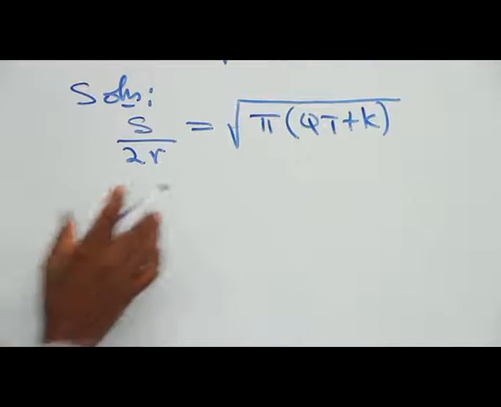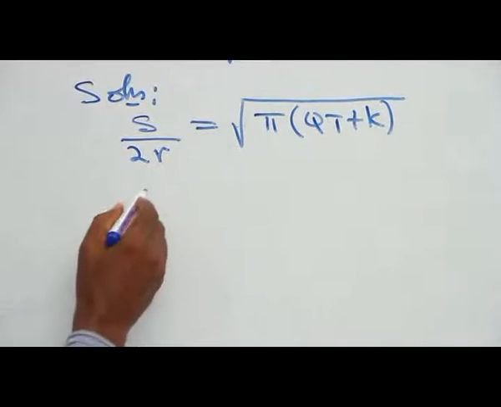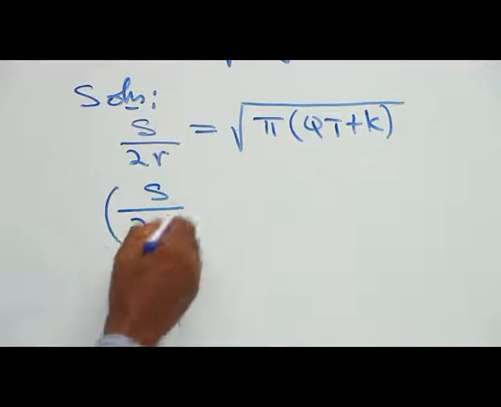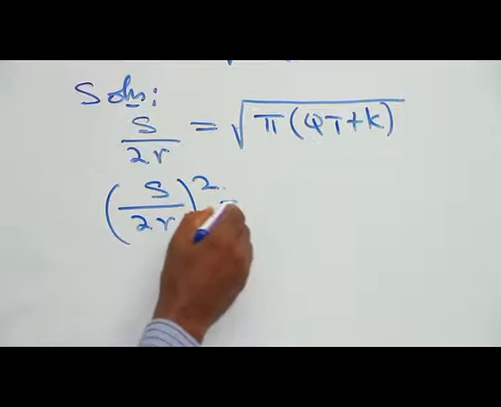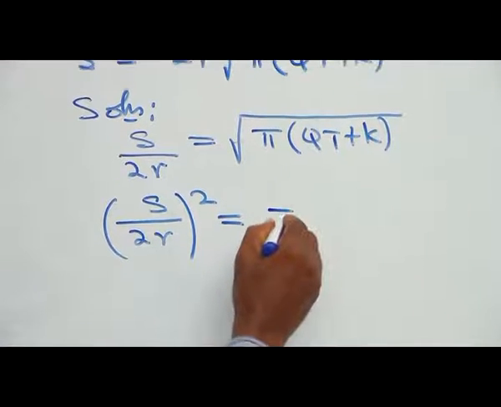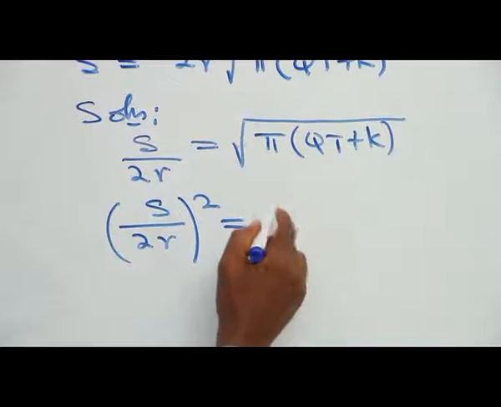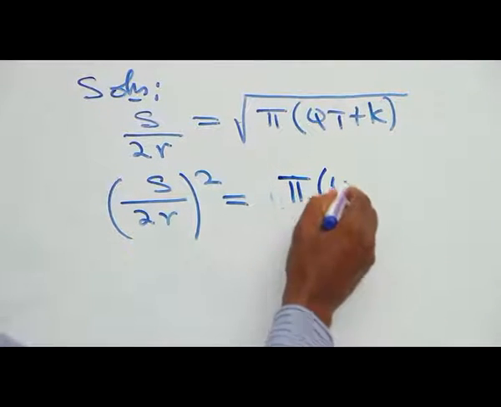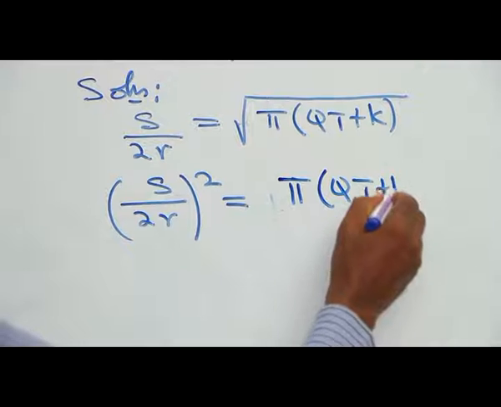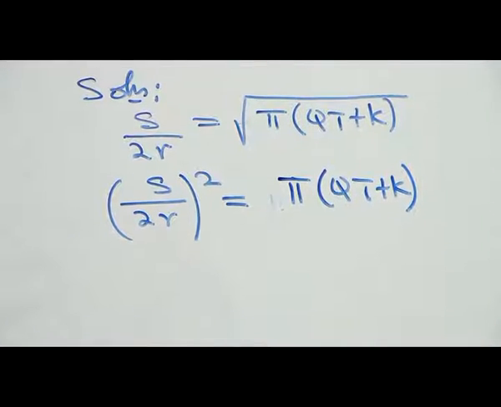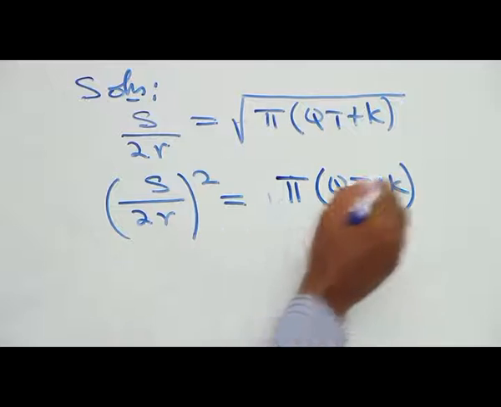So at this junction, if I square both sides, I will now have s all over 2r squared on this side, equal to squaring also this side, which is pi into qt plus k. The square root symbol has vanished. You know that. Maybe you want me to write it.